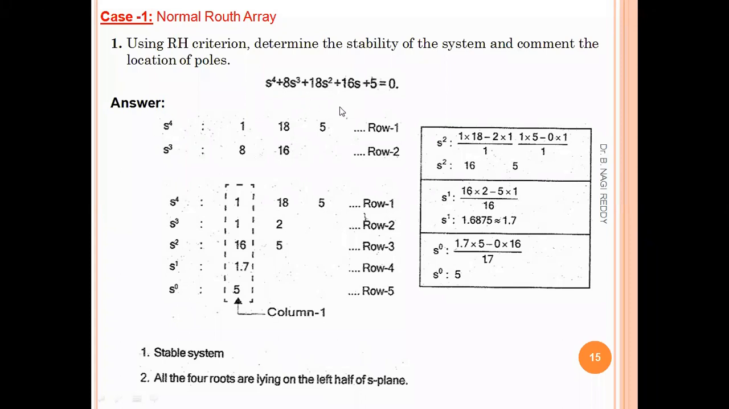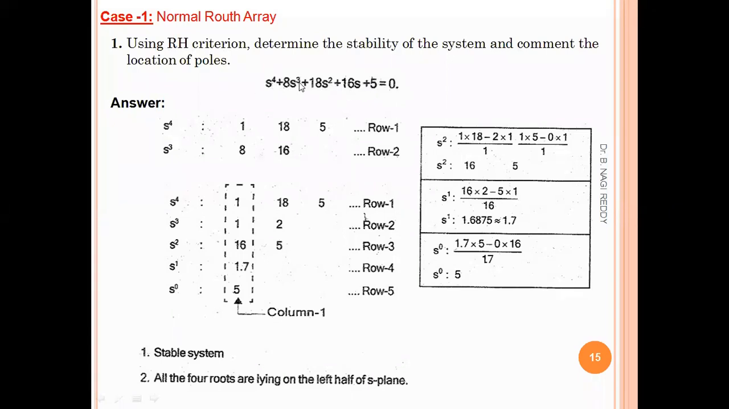You can see here, this is the given characteristic equation. Of course, before doing the Routh-Hurwitz problem using this Routh array concept, first you must ensure that all the s powers are present or not.